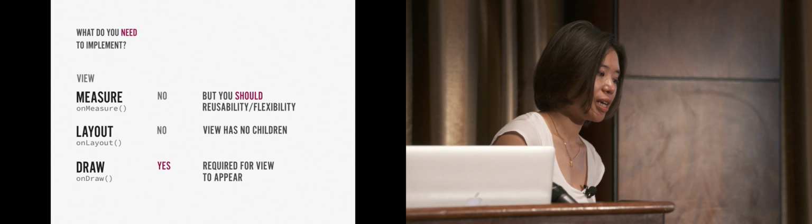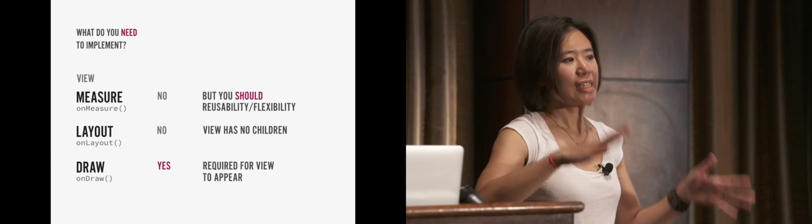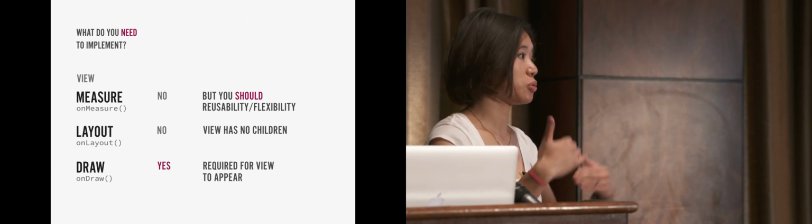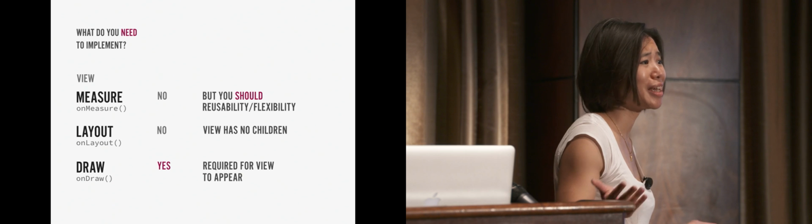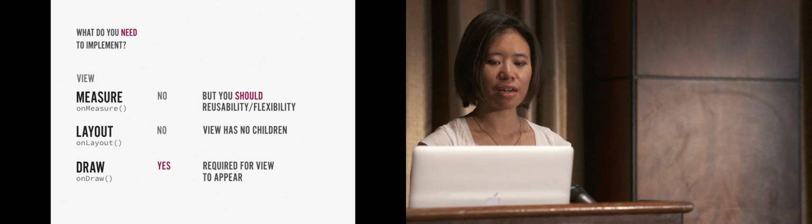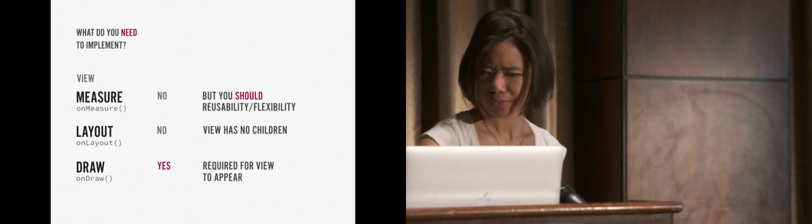And the reason you should do that is that while there is default measure logic in the base view class, it's not always the best case. If you want to create a cool custom view that's reusable, that you can share with your teammates or the world, actually implementing onMeasure will make that view more reusable and render a little bit better in layouts.